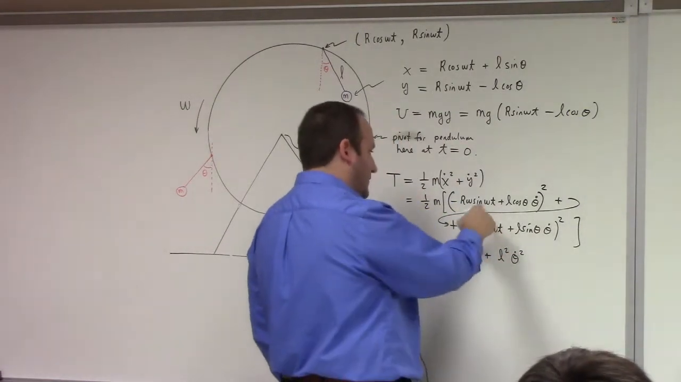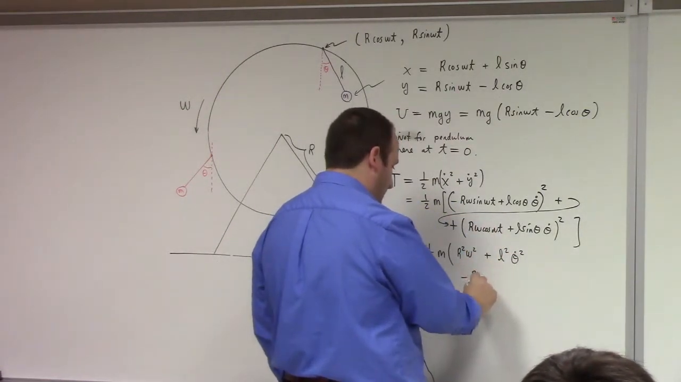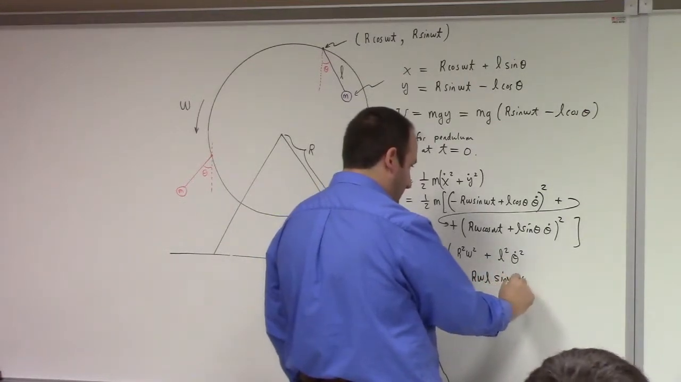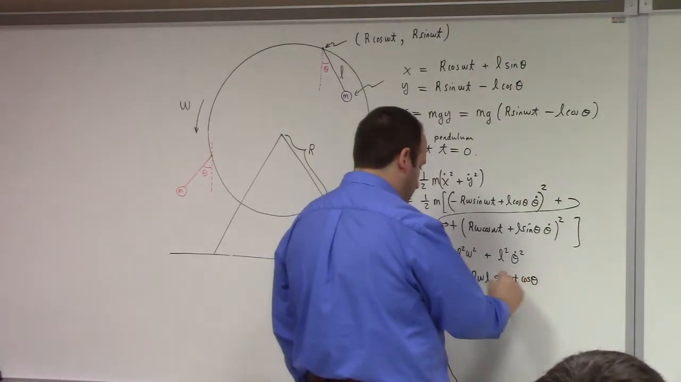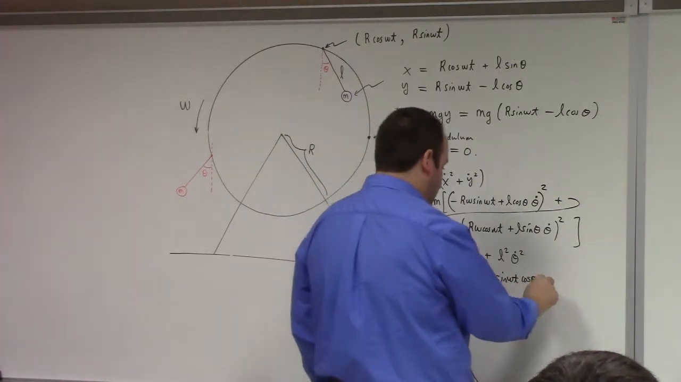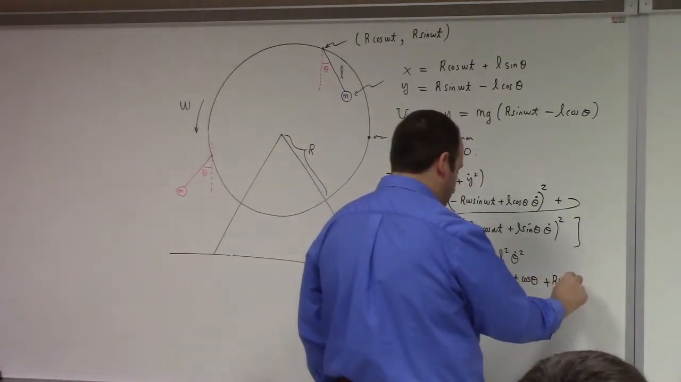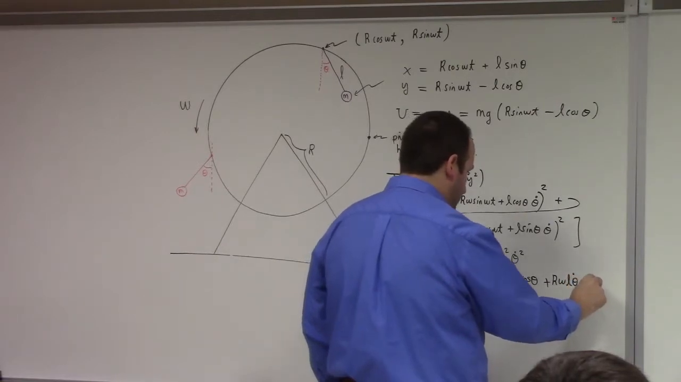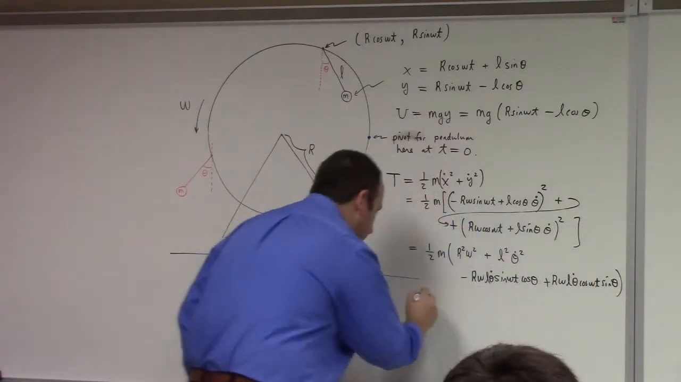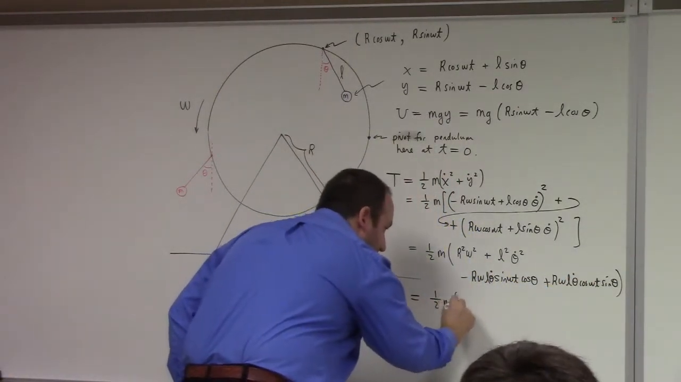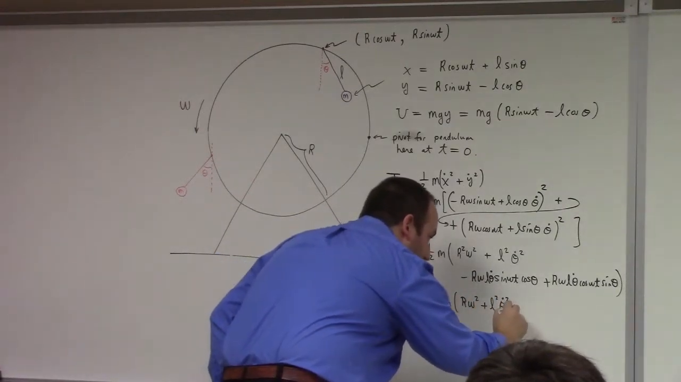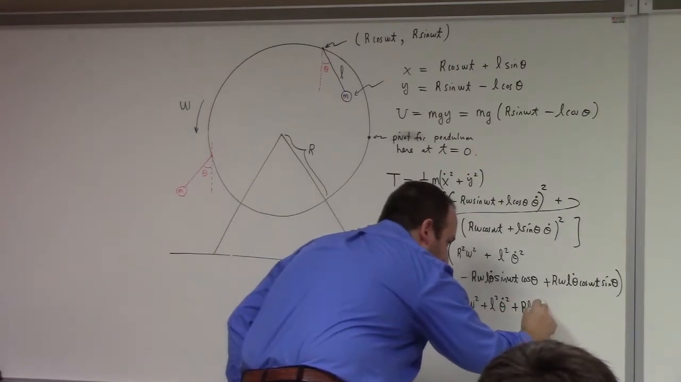So this gives me minus r omega L sine omega t cosine theta, minus r omega L theta dot sine omega t cosine theta, and then plus r omega L theta dot cosine omega t sine theta. So that's 1/2 m r omega squared plus L squared theta dot squared plus r L omega theta dot.